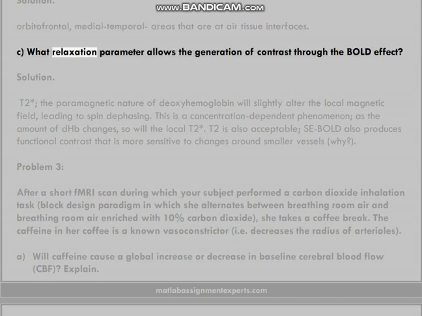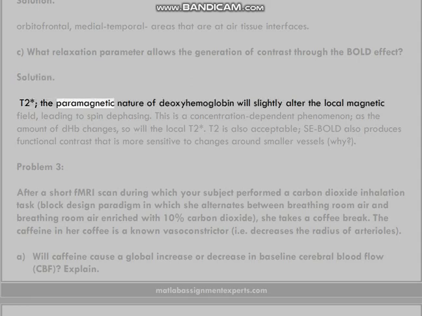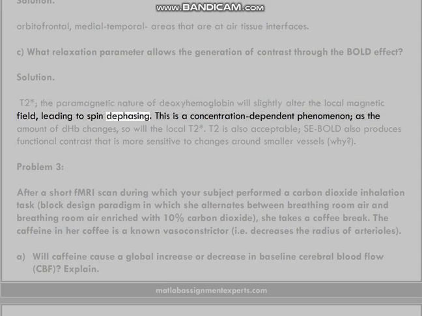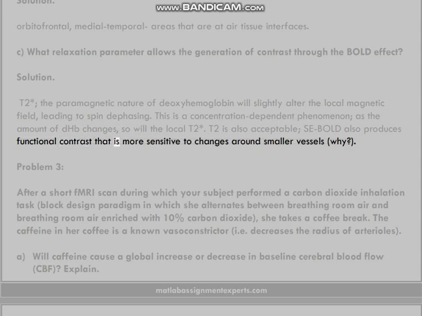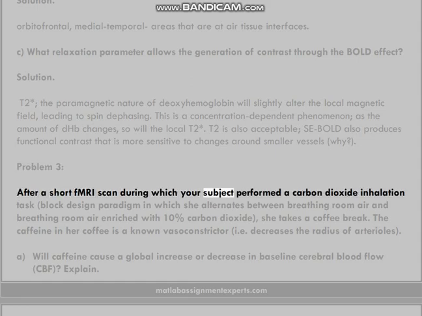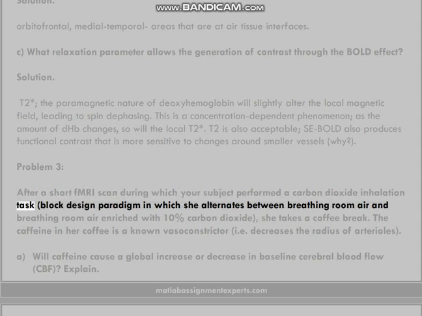C. What relaxation parameter allows the generation of contrast through the BOLD effect? Solution: T2 star. The paramagnetic nature of deoxyhemoglobin will slightly alter the local magnetic field, leading to spin dephasing. This is a concentration-dependent phenomenon. As the amount of dHb changes, so will the local T2 star. T2 is also acceptable. SE-BOLD also produces functional contrast that is more sensitive to changes around smaller vessels. Why?